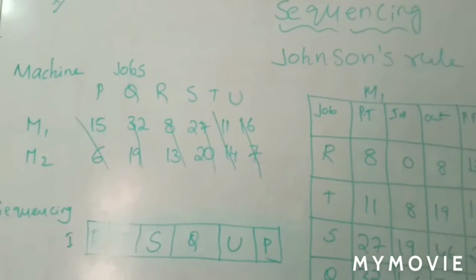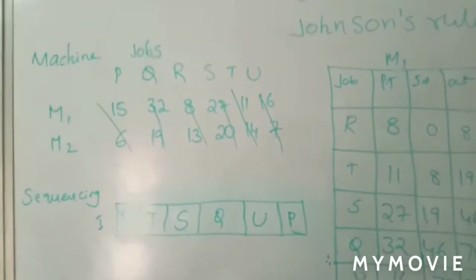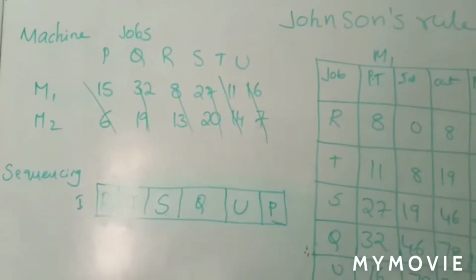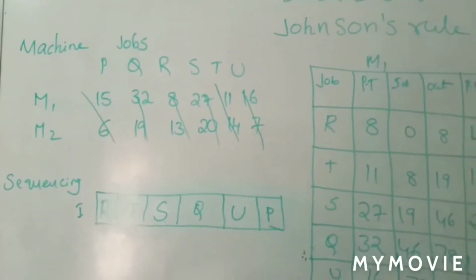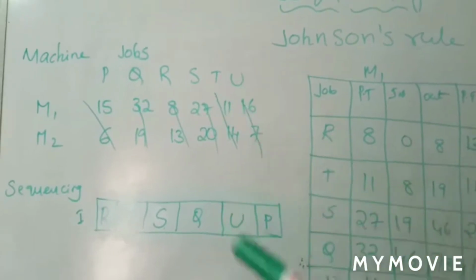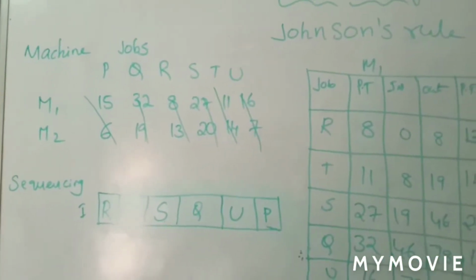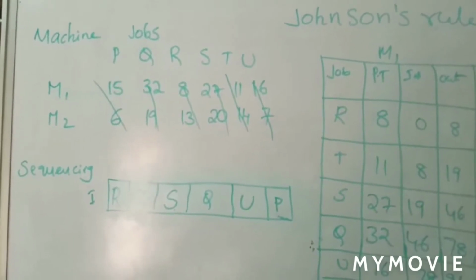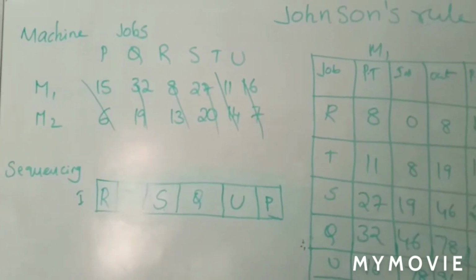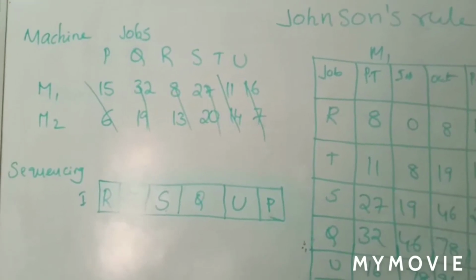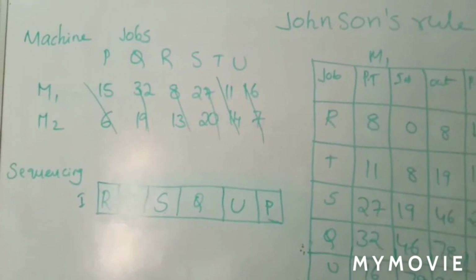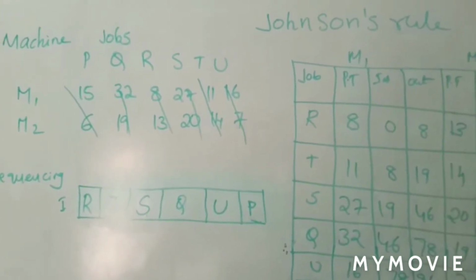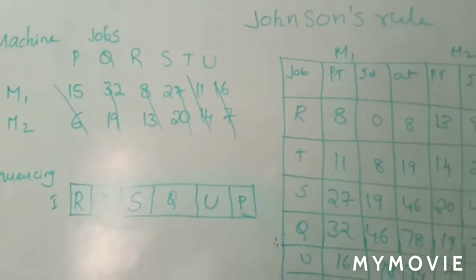Generally, Johnson's rule is applied whenever you have two machines, right? Here we have M1 and M2 as the machines, and the jobs are P, Q, R, S, T, U. For job P, machine 1 has a processing time of 15, and machine 2 has 6. Then 32, 19, 8, 13, 27, 20, 11, 14, 16, 7. These are the processing times for machine 1 and machine 2 for jobs Q, R, S, T, U.